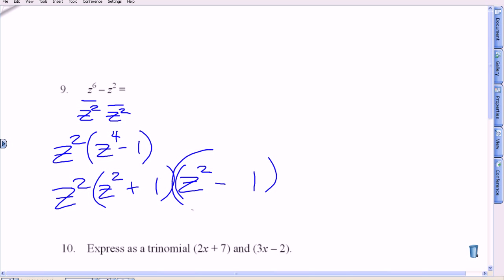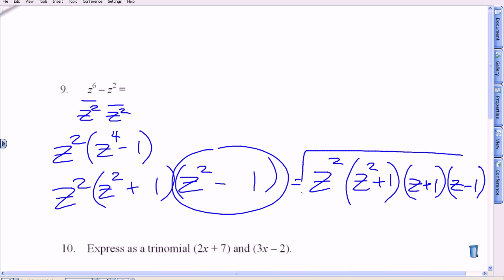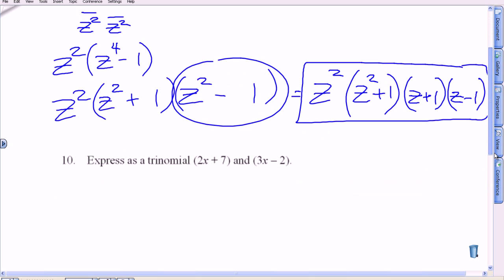Now once again, if you take a look here, that is also a difference of 2 squares. So my z squared isn't going anywhere. It's done. My z squared plus 1 isn't going anywhere. It's done. But I have to factor z squared minus 1. That's z plus 1 times z minus 1. And you may remember problems similar to that on your homework assignment yesterday. Or I should say your classwork assignment.